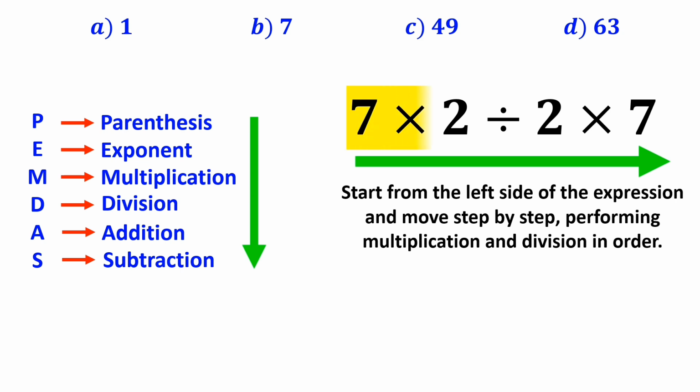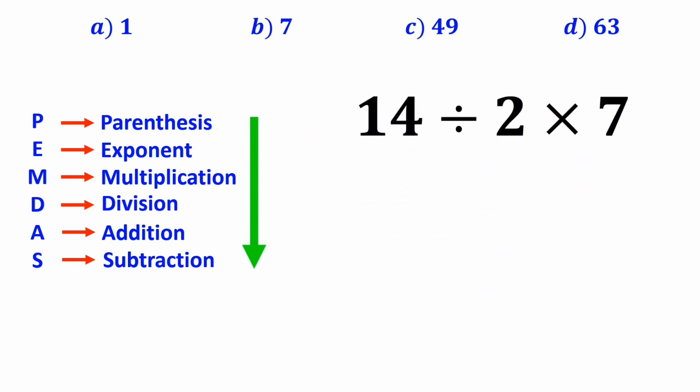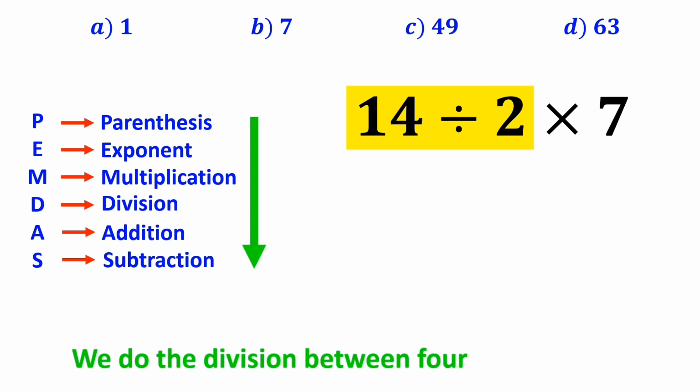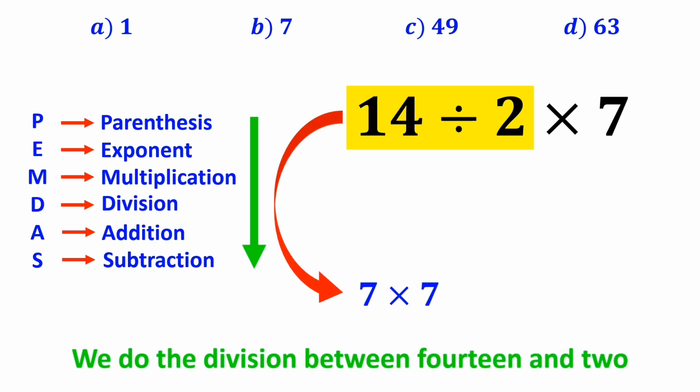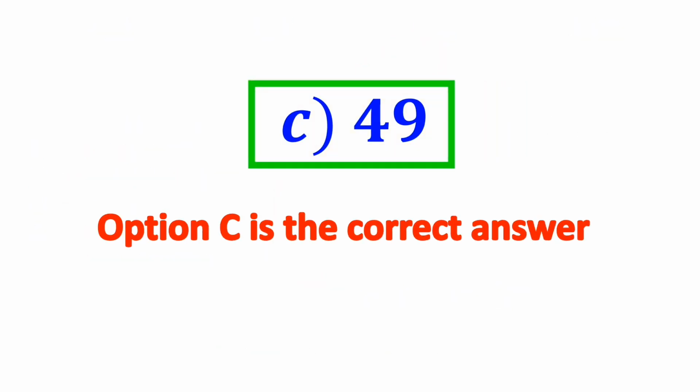So, first we perform the multiplication between 7 and 2, which I have highlighted in yellow. And instead of the original expression, we can write 14 divided by 2 times 7. In the next step, we do the division between 14 and 2, which simplifies the expression to 7 times 7. And finally, the answer becomes 49. Therefore, option C is the correct answer to this question.